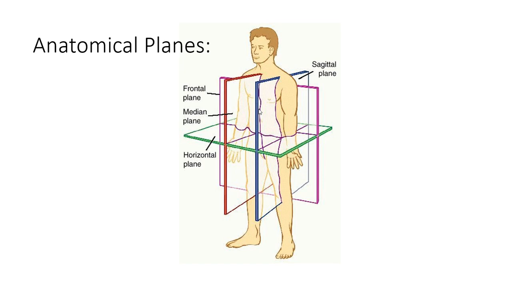And then finally, our horizontal plane, which is also referred to as the transverse plane, is the plane that divides the body and or organs horizontally into upper and lower portions. Usually transverse planes produce what we refer to as cross sections of images.